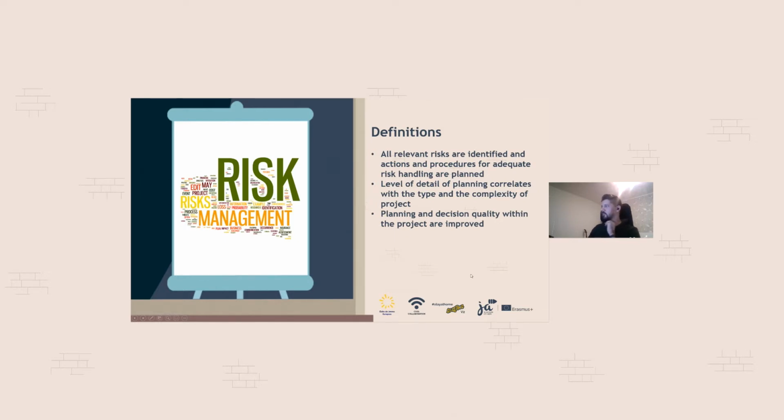Planning and decision quality within the project are improved. When I have proper risk management, I can plan everything a little bit better. I can pay attention to more aspects. I can calculate other risks, budgets and resources which may be needed if a risk happens. And if it did happen and I couldn't calculate it, the quality of the project would rapidly decrease.